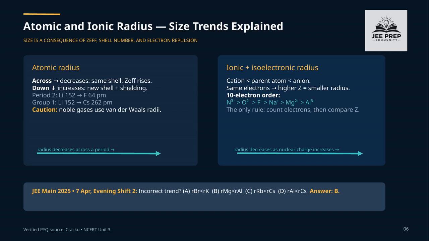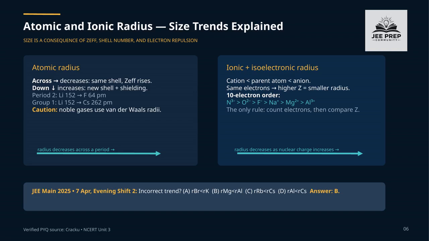Pause and reason. We know B is less than beryllium and O is less than N. Therefore, the correct answer is C: B less than beryllium less than oxygen less than nitrogen. The important lesson is not the option letter, it is the method. Identify the subshell from which the electron is removed, then inspect half filling and pairing before applying the general trend.